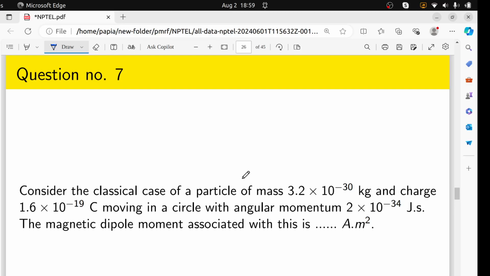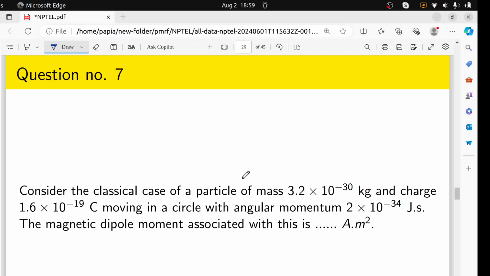The question says: consider the classical case of a particle of mass 3.2 × 10^-30 kg and charge 1.6 × 10^-19 coulomb, which is moving in a circle with angular momentum 2 × 10^-34 joule-second. The magnetic dipole moment associated with this is how much?